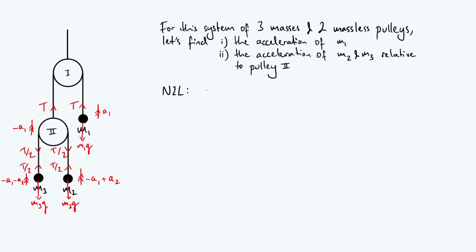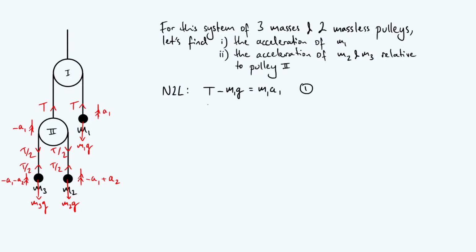If we do m1 first, we're going to get a resultant force of T minus m1g in the upwards direction. That's going to be equated to mass times acceleration, m1 a1. Let's call that equation 1. We apply Newton's second law to mass m2 next.